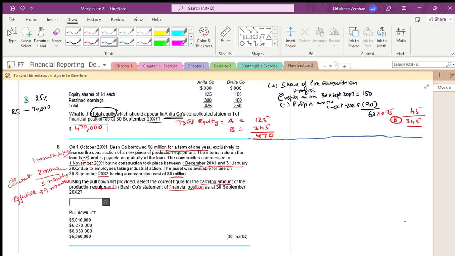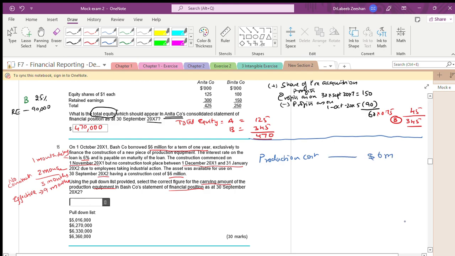No idea? Simple. You have to pick up, Shifa. Very simple. How much have they taken as loan? 6 million. Production cost is how much? Production cost is 6 million.